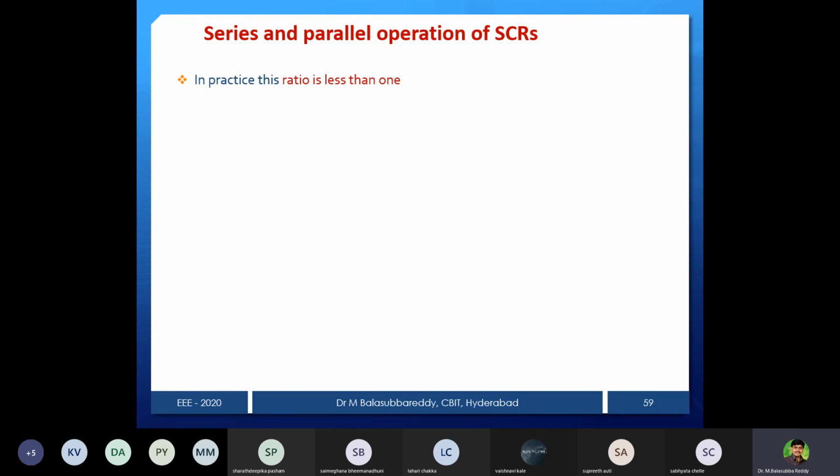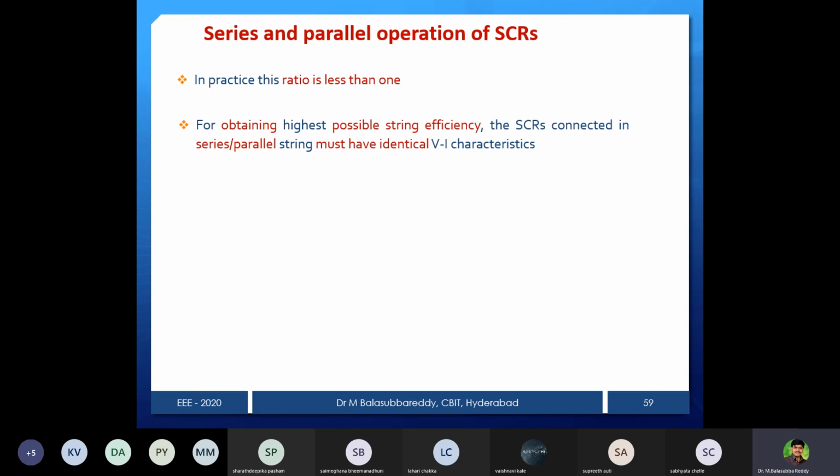In practice, the ratio is less than 1. In general, it never reaches 1 because their characteristics are not identical and so on.